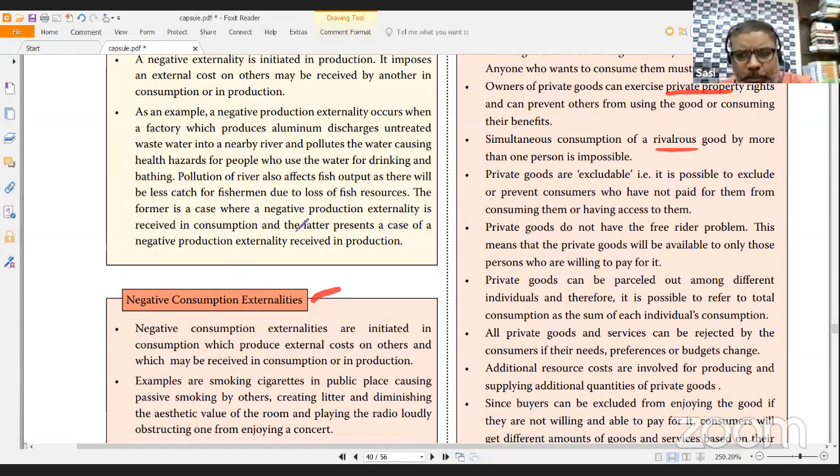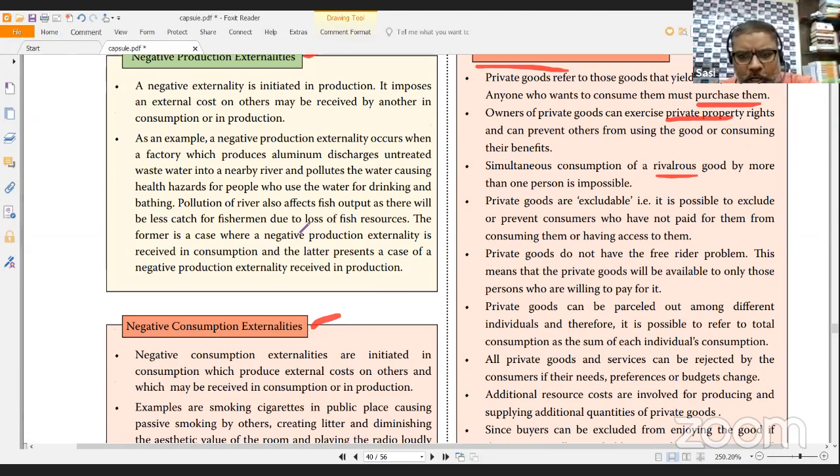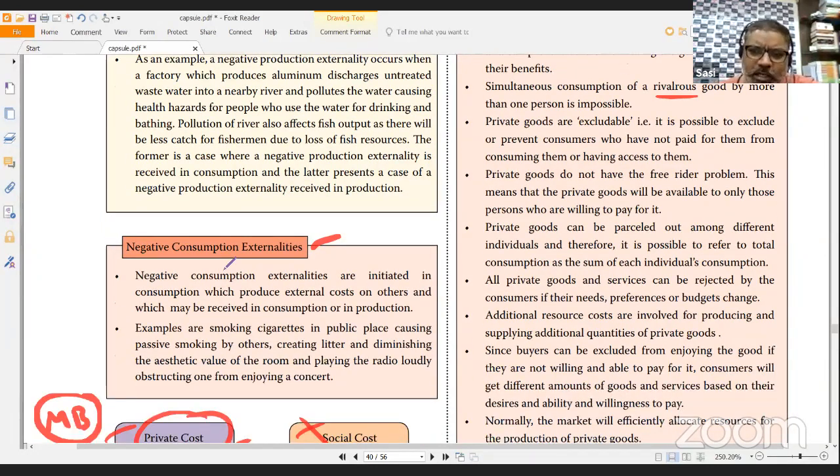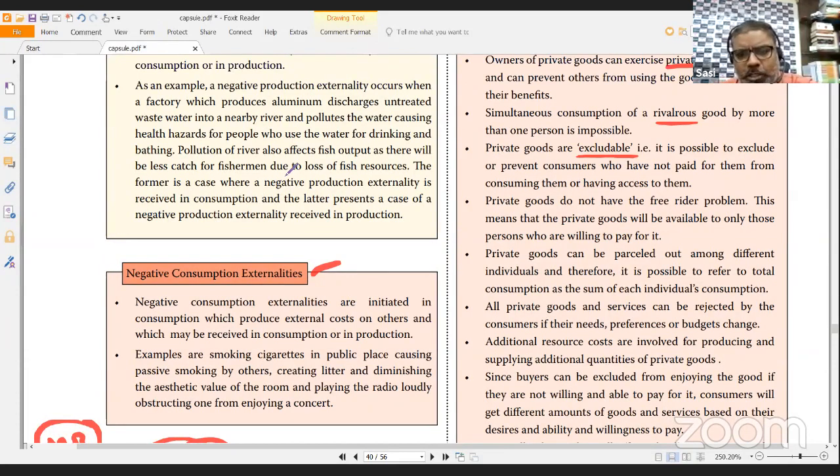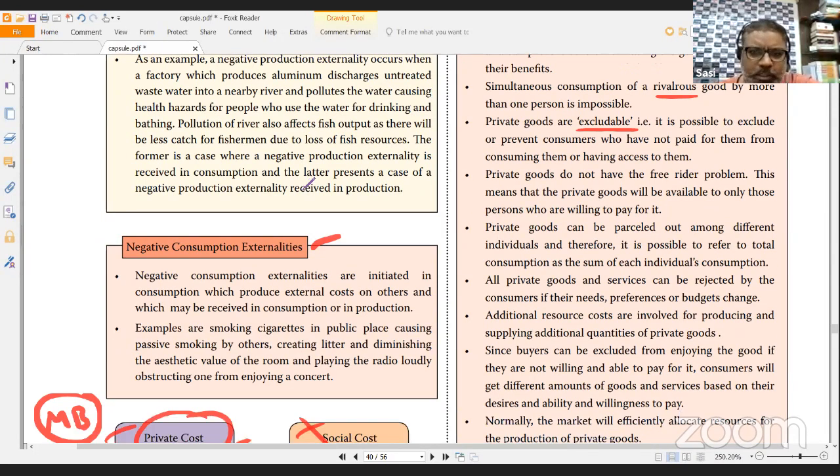Rivalrous good, simultaneous consumption. Let us say the same example. You are wearing your shoes. Can somebody else wear the same shoes at the same time? Not possible. So that's a clear example of private goods. Are they excludable? Yes, they are possible to be excluded because you could afford. You bought those shoes. There are thousands of people, crores of people who cannot afford. Those are all excluded from that good because they could not pay money to buy those shoes.